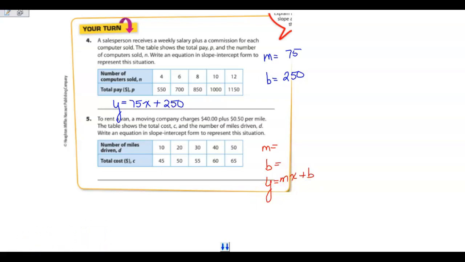Okay? Your slope should have been 1/2. Your y-intercept should be 40, and therefore your equation would be y equals 1/2 x plus 40. Now, if you chose to write 1/2 as 0.5 and then get the equation y equals 0.5x plus 40, that is also correct. Okay?